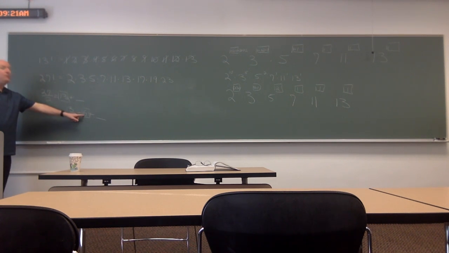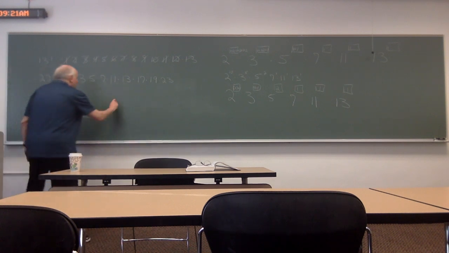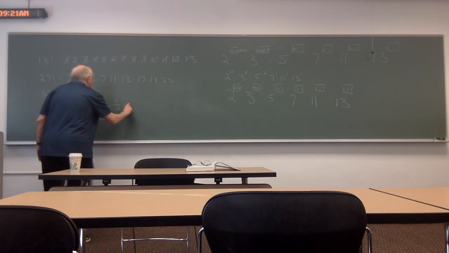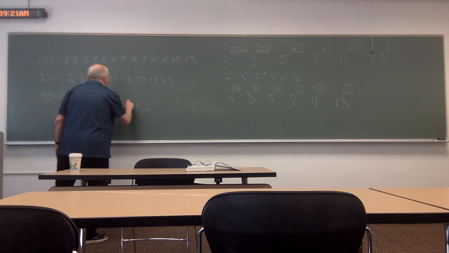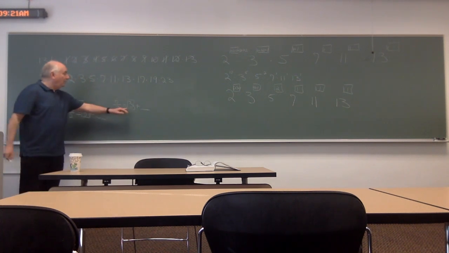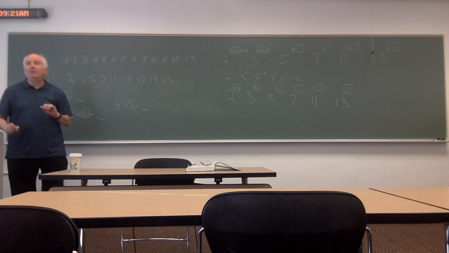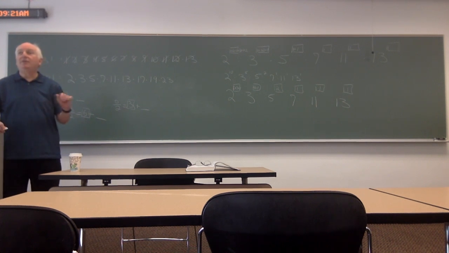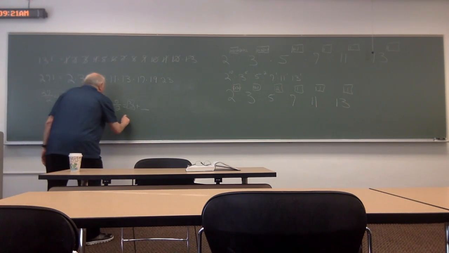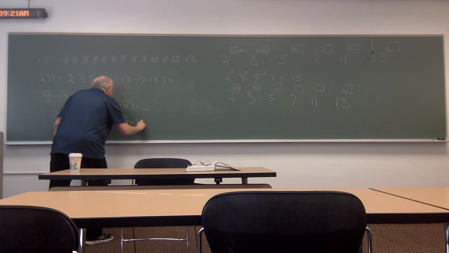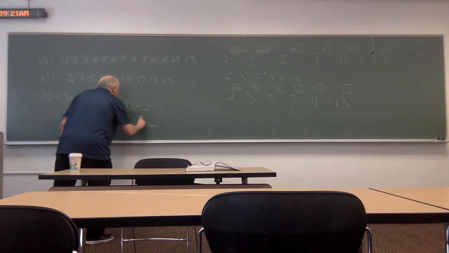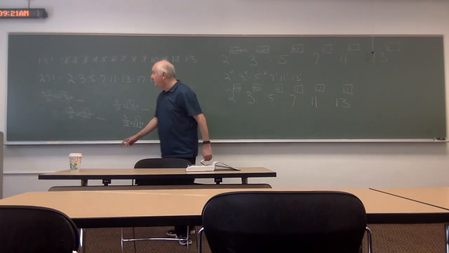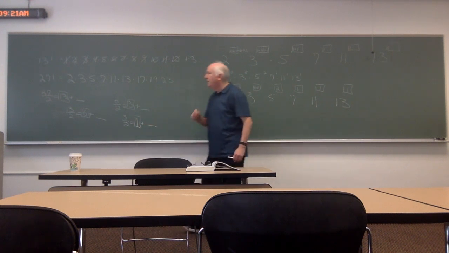Of the multiples of 4, how many of them also happen to be multiples of 8? Divide that by 2. Of the multiples of 8, how many of them also happen to be multiples of 16? And once you're smaller than the number that you're dividing by, you don't have to worry anymore.